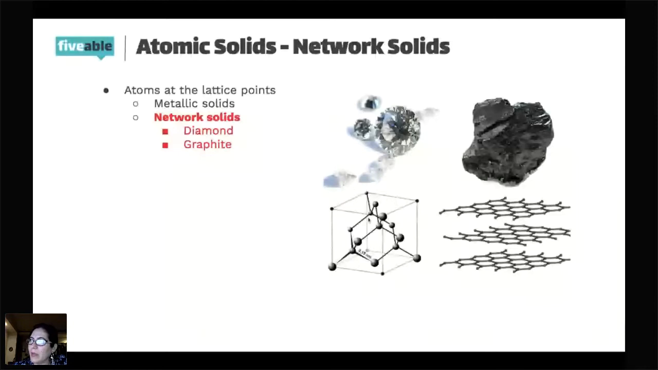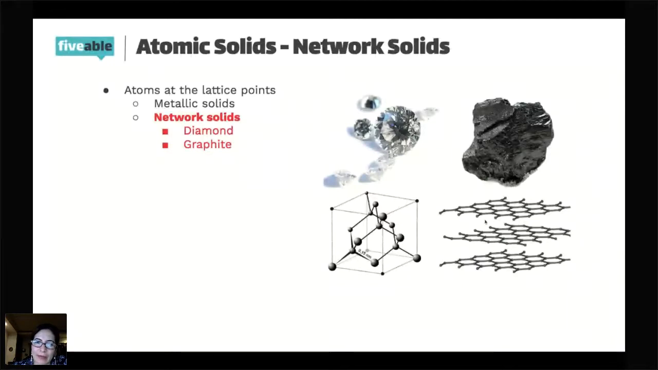So in diamond, we have carbon atoms organized in this way, and each of these lines is showing a covalent bond. So diamond is very, very strong. In fact, it is used in the industry to drill other materials because that's how strong it is.